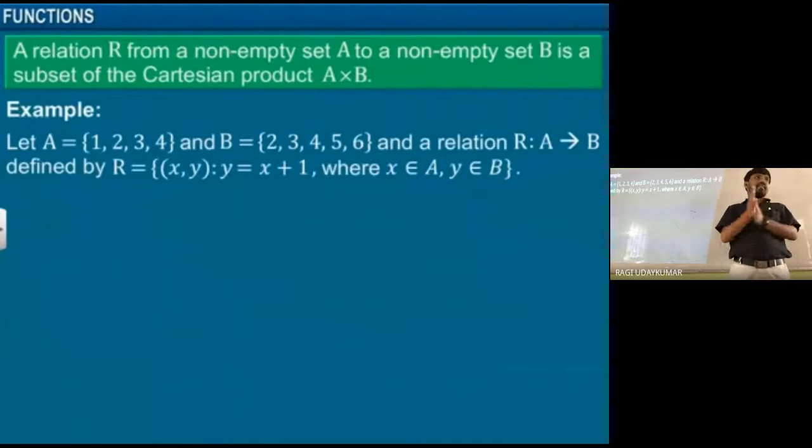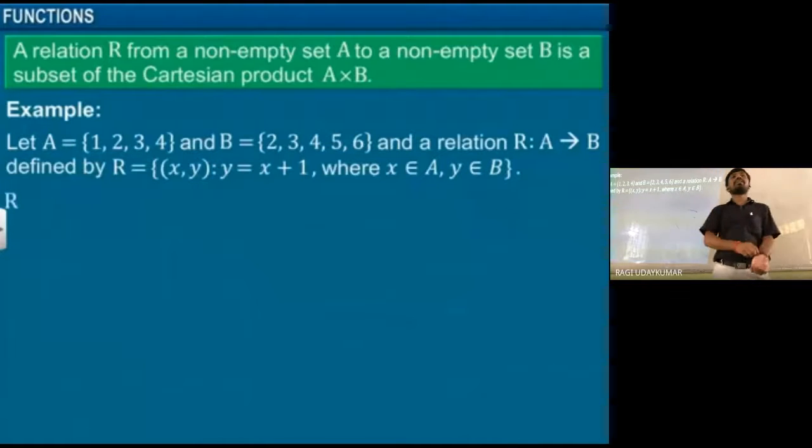So let us consider one example before defining the functions. Before defining functions, the Cartesian product of the two sets, you know that, and relation. So A is the set containing the elements 1, 2, 3, 4, and B is the set containing the elements 2, 3, 4, 5, 6. So what is the relation here? It is given to you: y is equal to x plus 1.